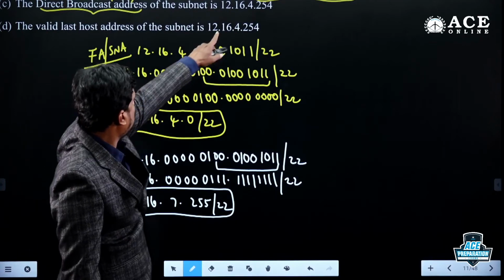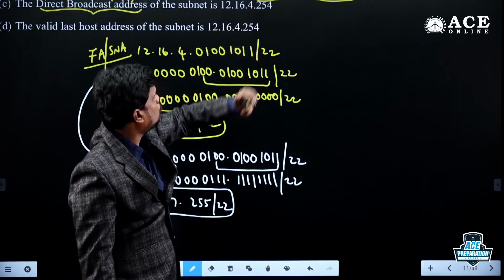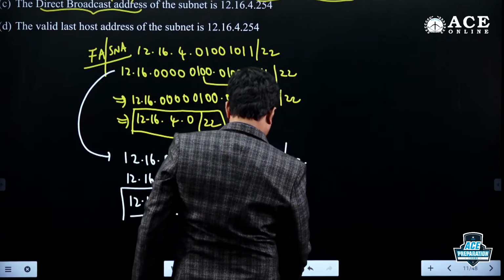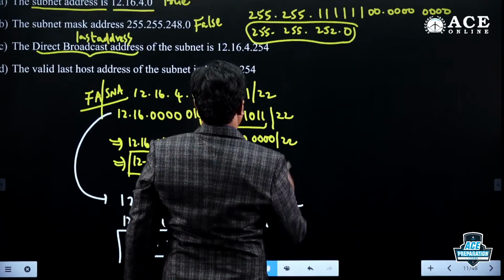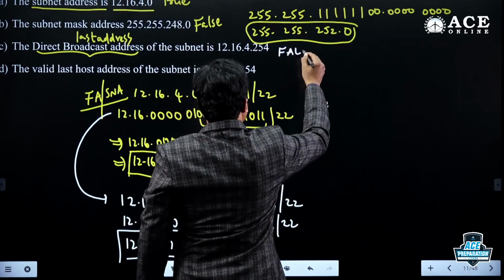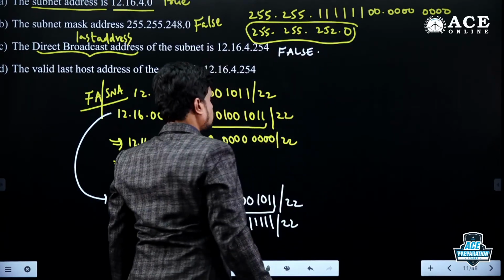But here it is mentioned 12.16.4.254, which is incorrect, right? So directly you can say that this particular statement is false. Option C is also false.